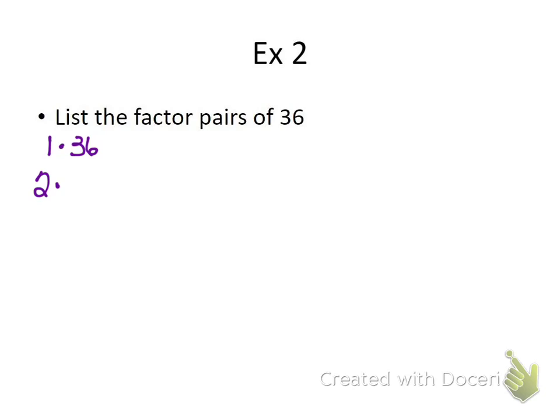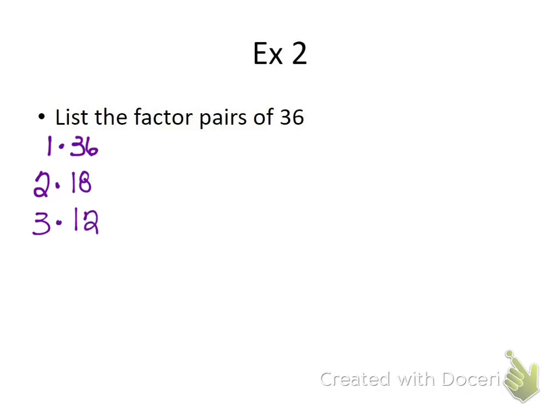If you don't know, how could you use your calculator to find that information? If you don't know 2 times what gets me to 36, what could you do? Yeah, divide. So what's 36 divided by 2? 18. So 2 times 18 gets me to 36. Can I take 3 times a number to get 36? We'll take 36 divided by 3. That's 12. So 3 times 12 gets me to 36.